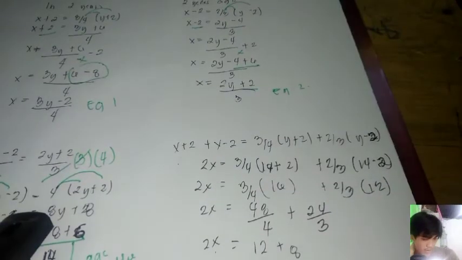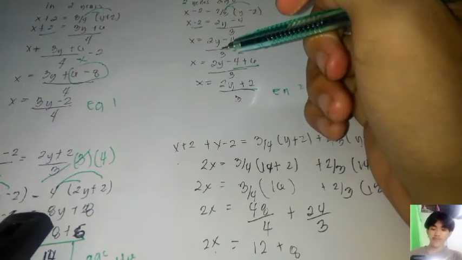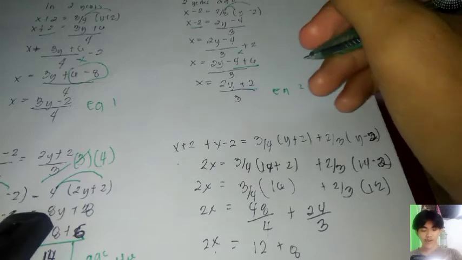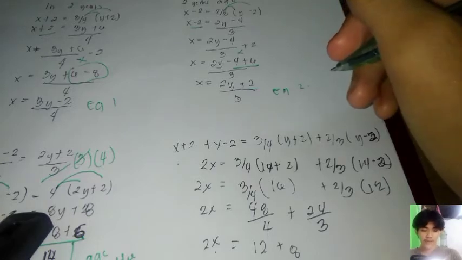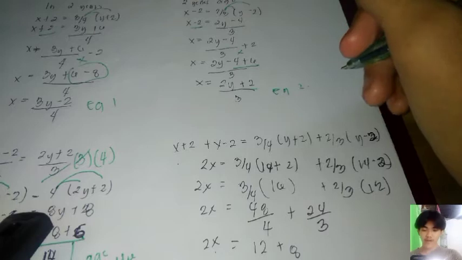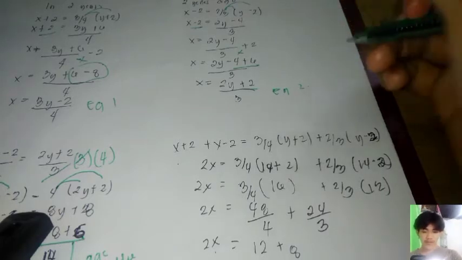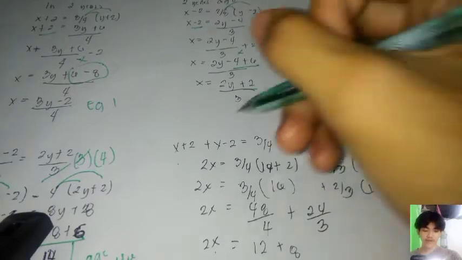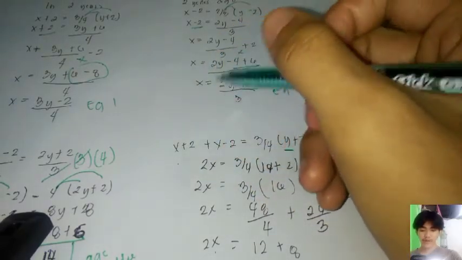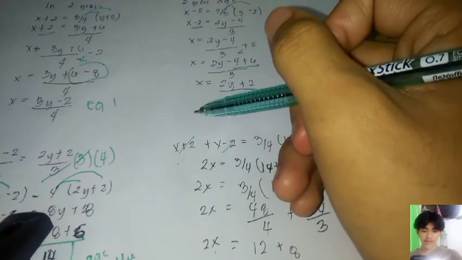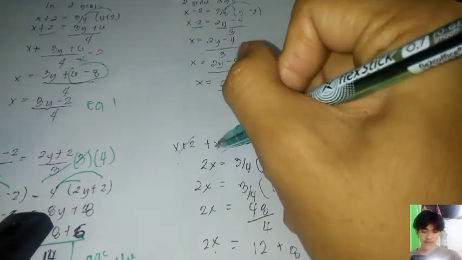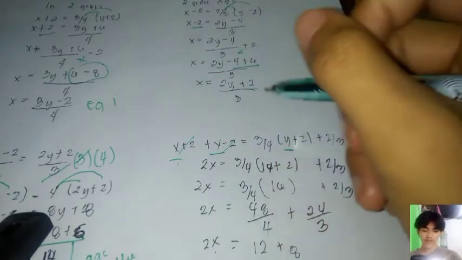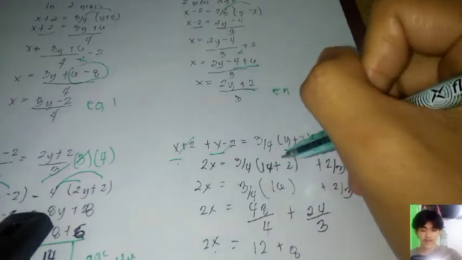So let's move on. So we have here x plus 2 plus x minus 2 equals 3/4 quantity of y plus 2 plus 2/3 quantity of y minus 2. So let's change the y into 14. First we need to cancel this out because of like terms. So we have here the 2x.